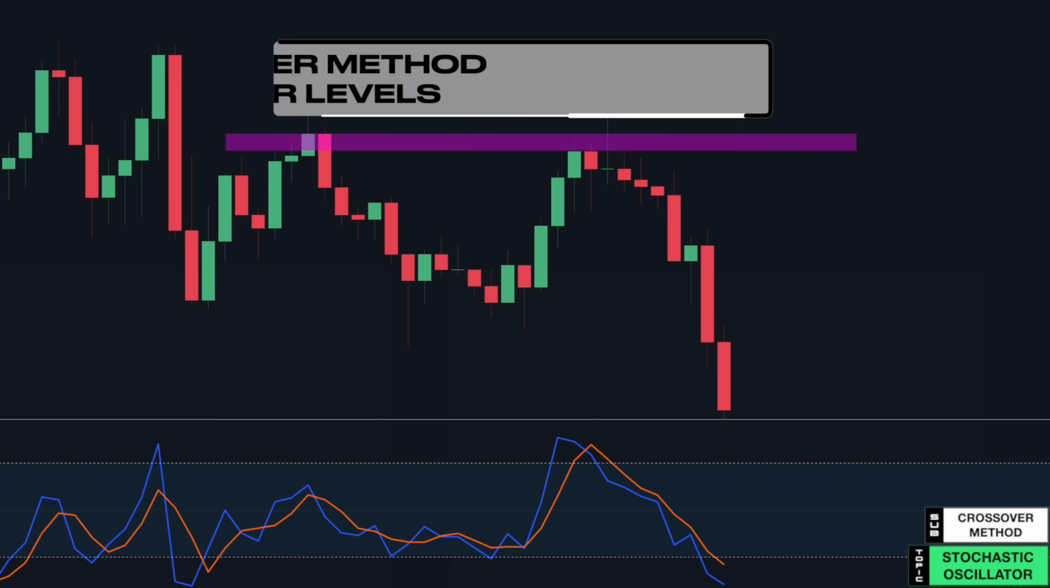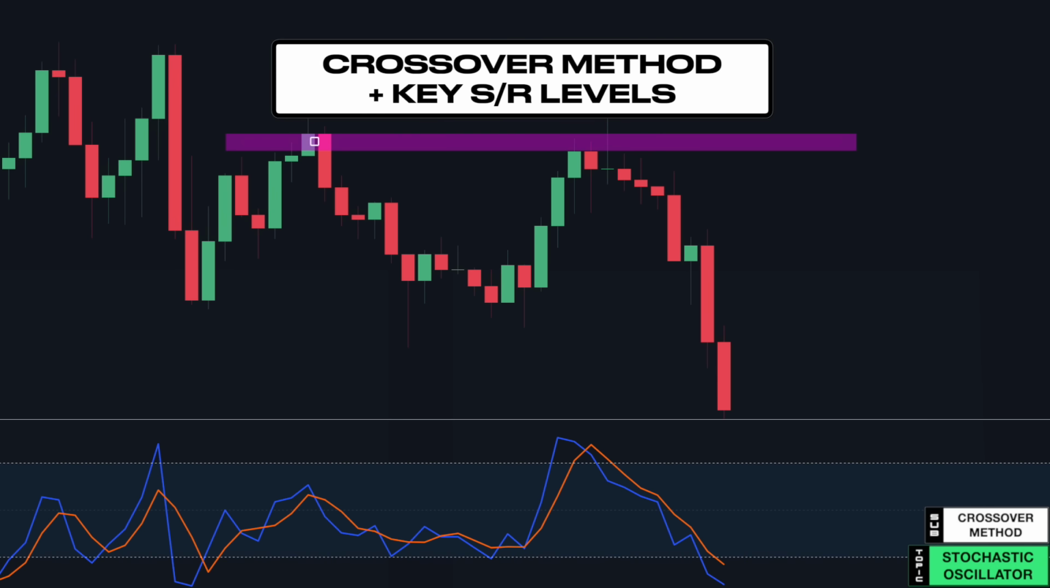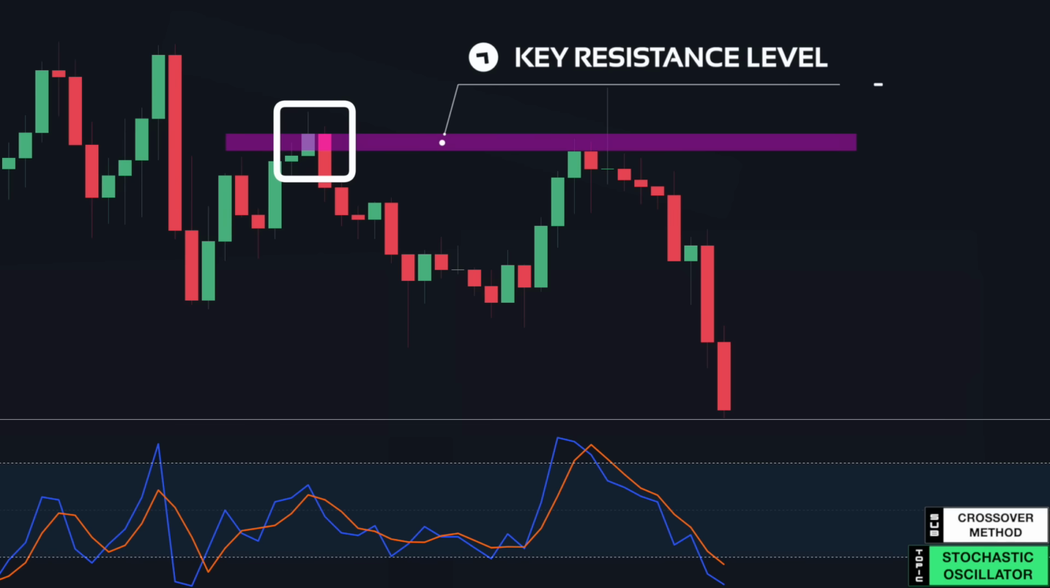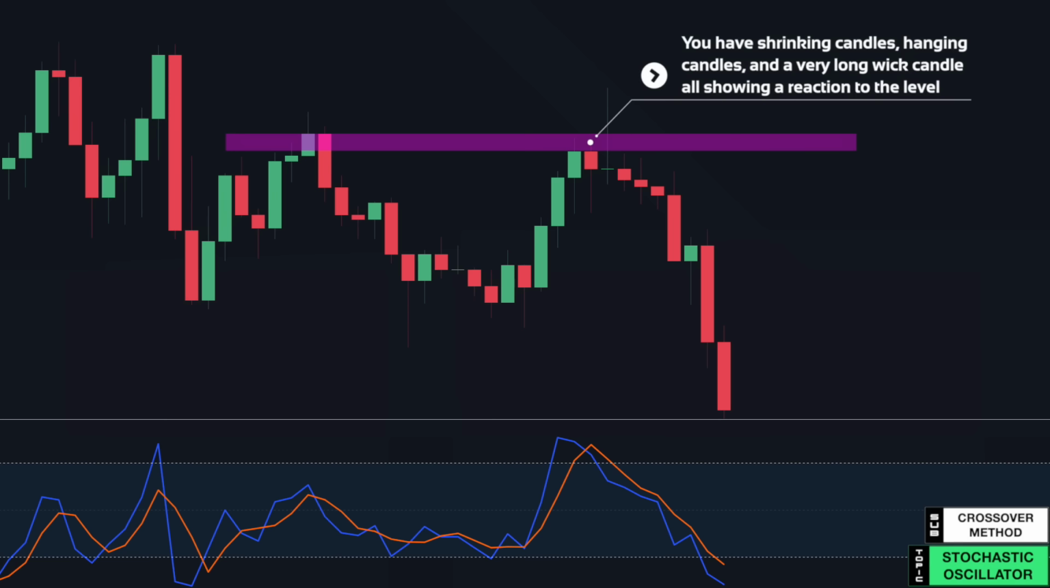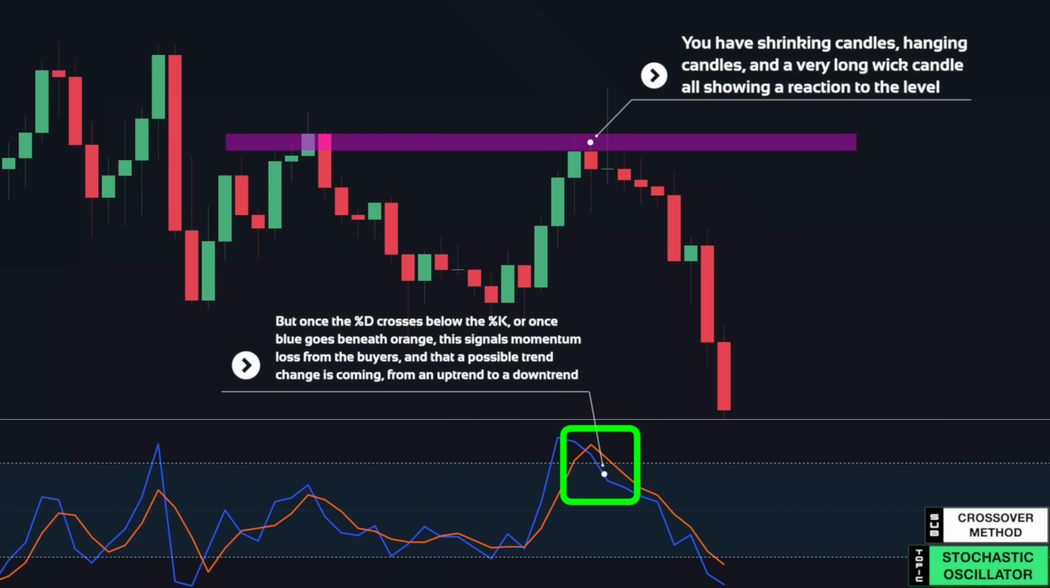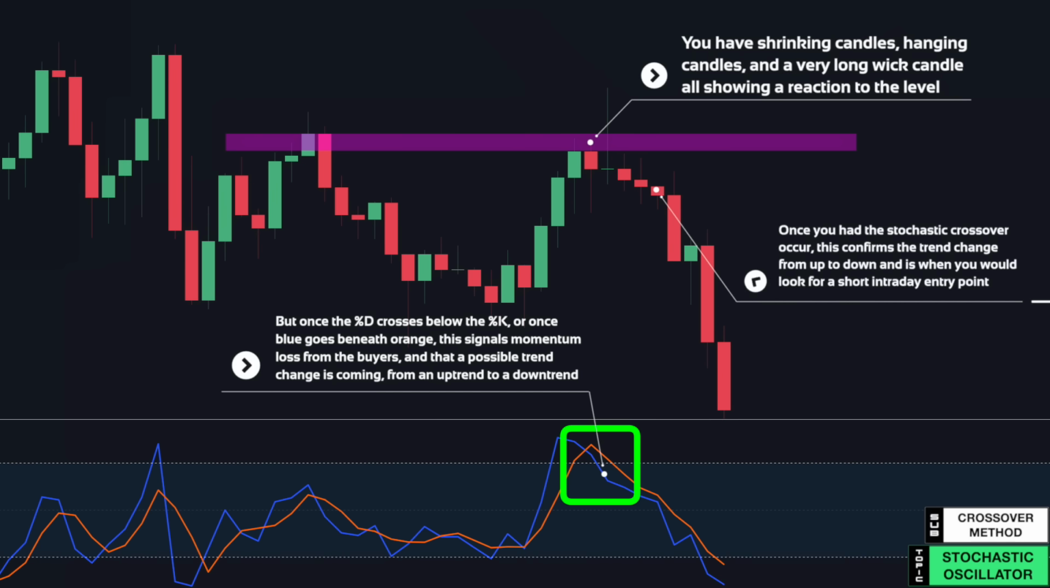Again, you should pair the crossover method with other price action, such as using key levels. This reversal point gives you a key resistance level. As price comes back up, you have shrinking candles, hanging candles, and a very long wick candle, all showing a reaction to the level. Once you had the stochastic crossover occur, this confirms the trend change from an uptrend to a downtrend, and is when you would look for a short entry point.